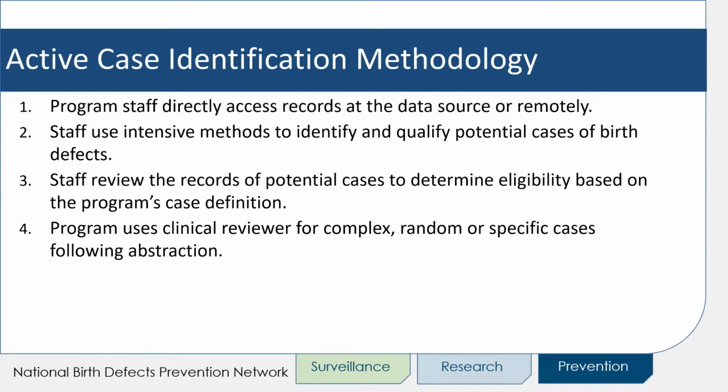Now, reports are received from a variety of departments within a hospital. For example, pathology, labs, and prenatal diagnostic centers. Staff use intensive methods to identify and qualify potential cases of birth defects. Staff review the records of potential cases to determine eligibility based on the program's case definition.